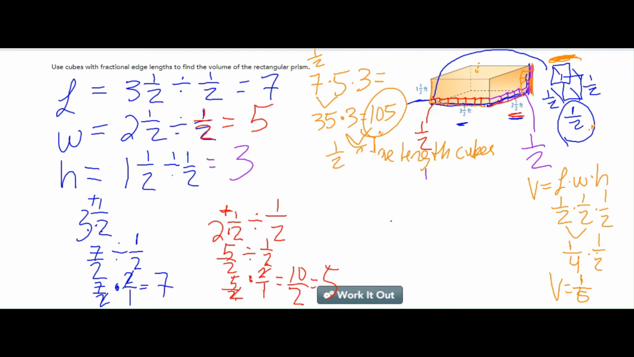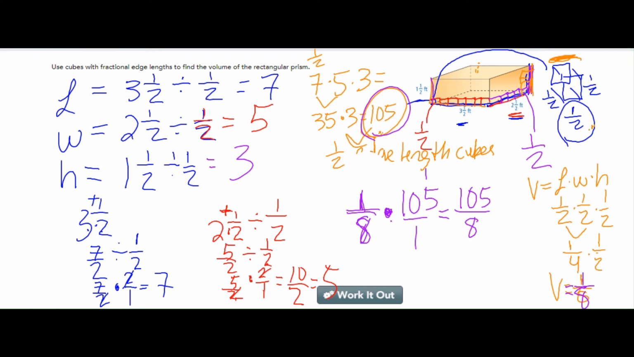Now, if the volume of the small cube is 1/8, and I have 105 of them, I can find the volume of the rectangular prism. If I have 105 of the 1/8 volume cubes, I can get the volume of the prism, which is 105 over 8.